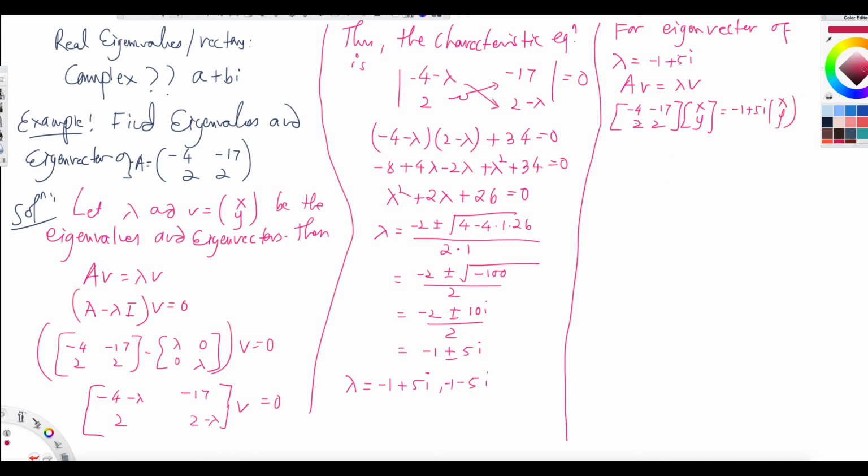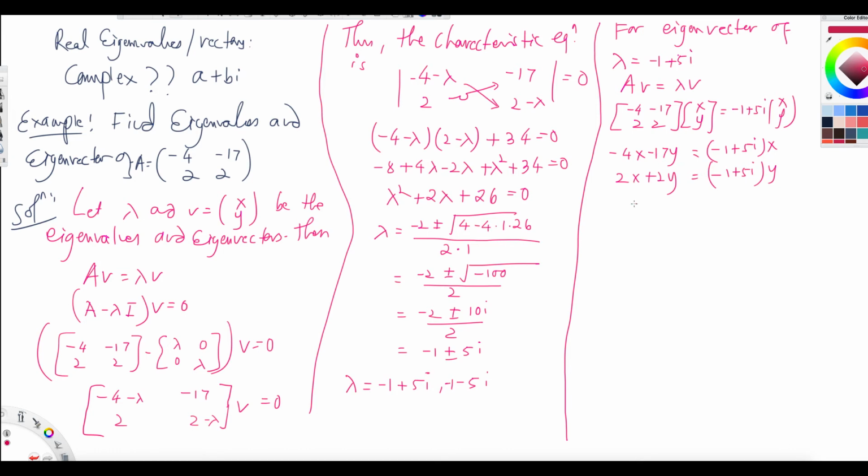Okay, guys? So exactly the same method, all right? -4x minus 17y, and then 2x plus 2y, equals (-1 plus 5i)x and (-1 plus 5i)y. That's what you get. Now you want to set them equal, so the first equals the first one, okay? On that, I am going to write x in terms of y, kind of, okay?